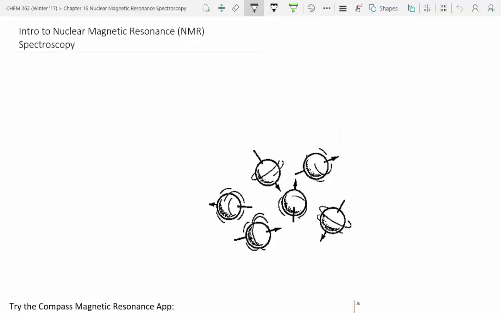Okay, so if we look at NMR spectroscopy, it's based on a really simple principle that atoms or nuclei with an odd number of protons or neutrons have nuclear spins.